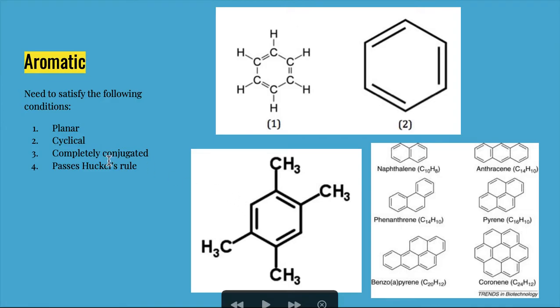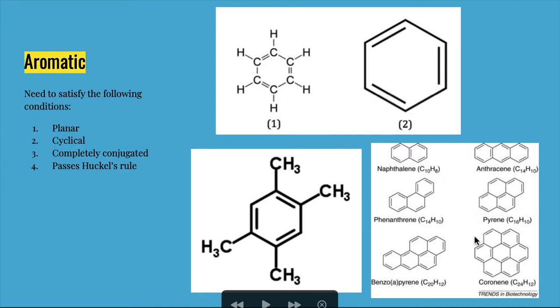The third one means completely conjugated, which means every carbon in a ring is part of a pi bond. So you can see in these diagrams over here, this carbon is in this pi bond, this one's in this one, this one's also in this one, this one's in this one, this one's in this one, and this one's in this pi bond.